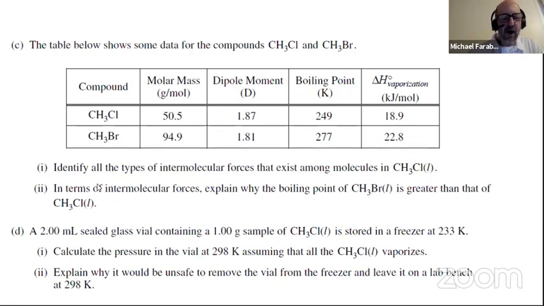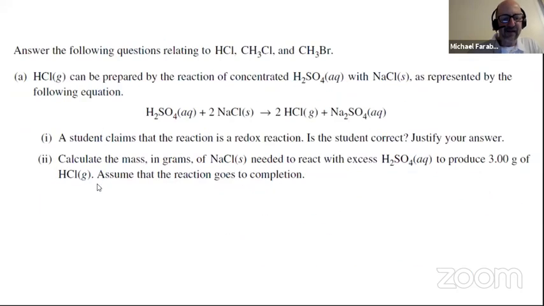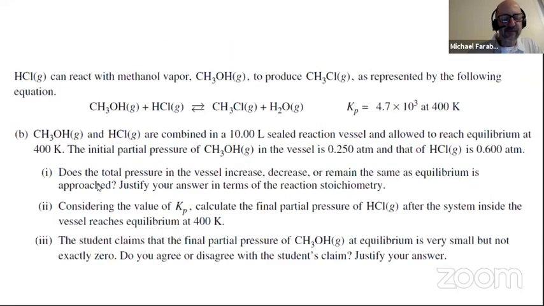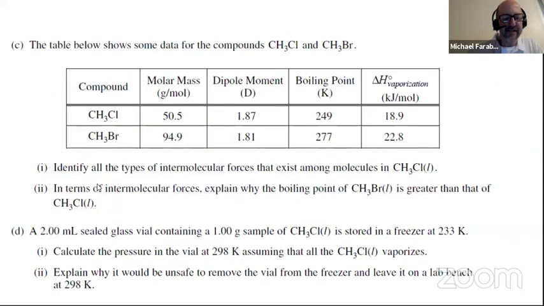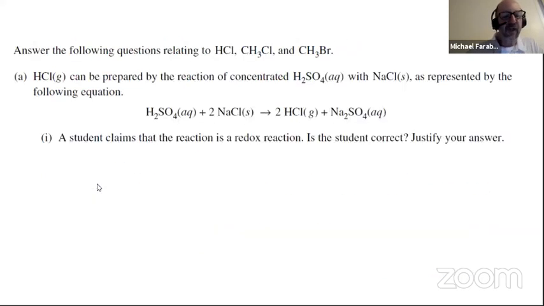Okay, so I'm going to assume that you have already answered parts A, B, C and D. All right, let's take a look at the answers. Answer the following questions relating to HCl, CH3Cl, and CH3Br. So HCl can be prepared by the following reaction, and a student claims that the reaction is a redox reaction. Is the student correct? Justify your answer.